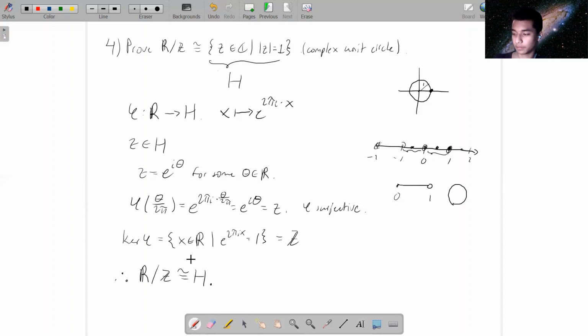So I hope that this quick and flimsy explanation of the first isomorphism theorem along with some examples gives you an idea of why group theory is cool and why this result is super powerful.